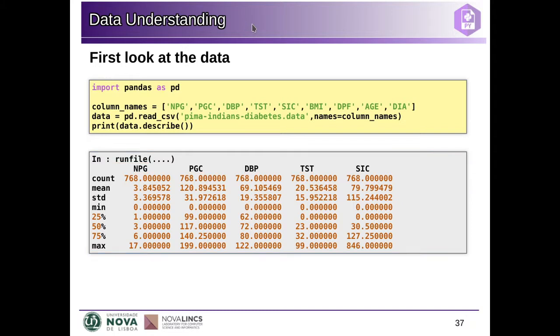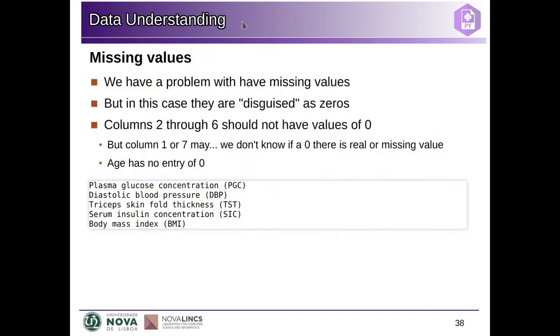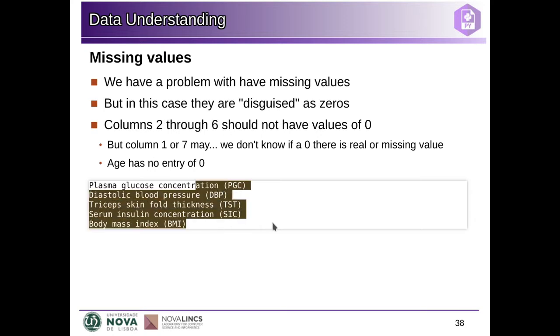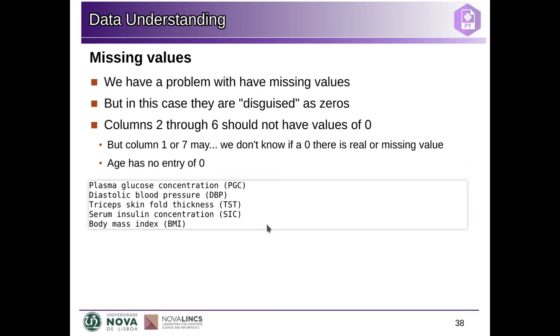So we can suspect that missing data in this case was marked with a 0. We cannot identify that in some of the columns. For example, number of times pregnant, we cannot tell if a 0 is missing data or an actual value, but we can tell that for plasma glucose concentration or blood pressure and so on, 0 is impossible. So let's consider these columns 2 through 6, which cannot have 0 as a value, and we need to mark zeros there as missing values.